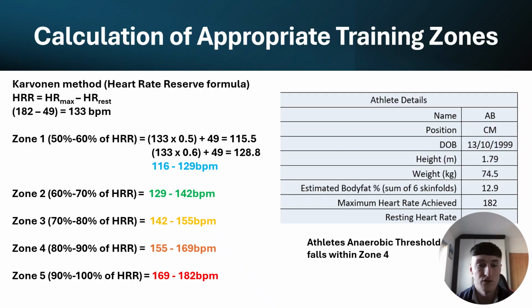So I've gone for 5 zones. For example, zone 1 is 50 to 60% of heart rate reserve. We can work this out by doing 133 times 0.5 and plus the resting heart rate, which is 49. So zone 1 was 116 to 129 beats per minute, and you can see the ranges for the rest of the zones as well. And as the athlete's anaerobic threshold was 168 beats per minute, this works out in zone 4 for this formula.